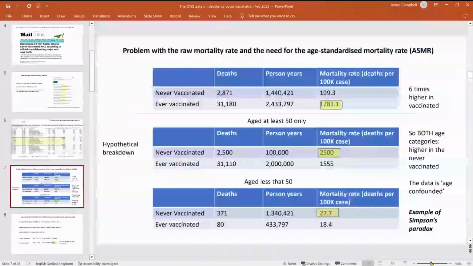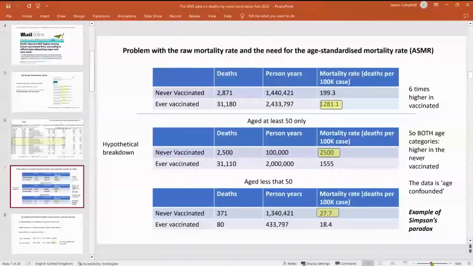Okay, so that top table is simply showing the data for that May figure that we just looked at, where you've got the deaths in the never vaccinated and the ever vaccinated. And you can see that the raw mortality rate is much higher in the ever vaccinated than the never vaccinated. Six times higher. But it's age confounded. With the age standardized mortality rate, you have to break it down, you have to compute it into different age categories.